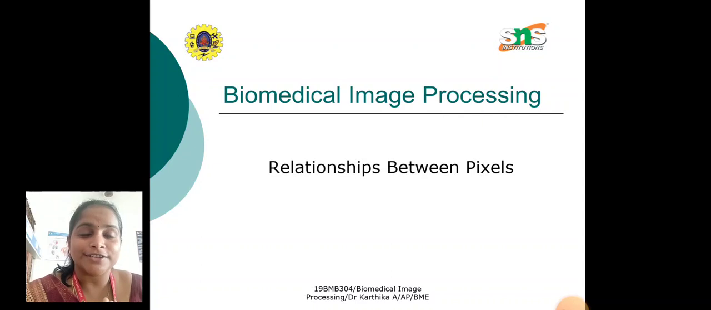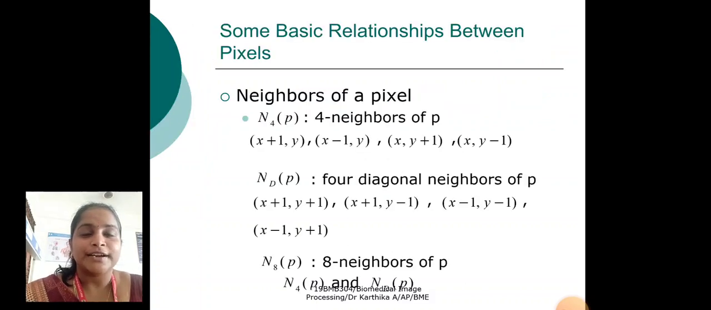Today we are going to discuss the relationship between pixels in biomedical image processing. Here I have listed some basic relationships between pixels. First one, neighbors of a pixel. Here, we have taken 4 neighbors of P.